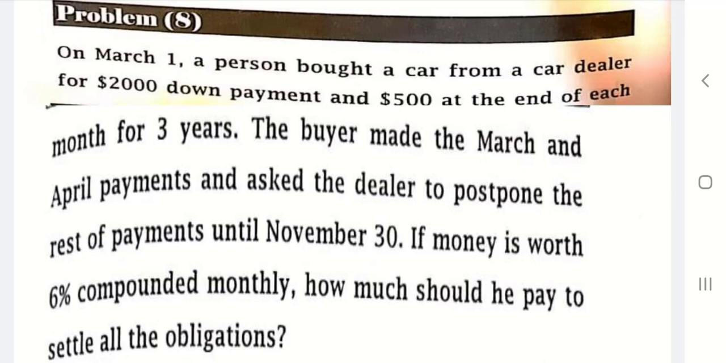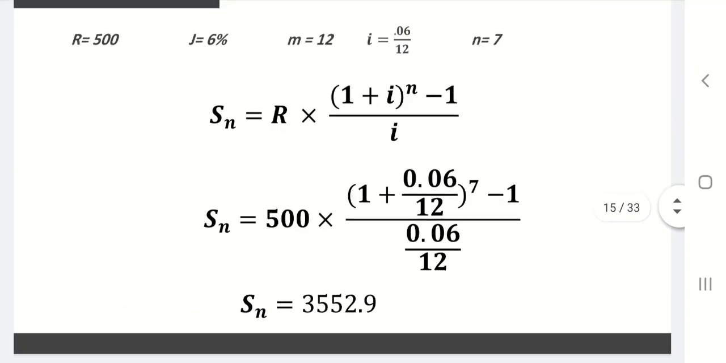And for J equals 6% compounded monthly, so J equals 6%, M equal 12, and I equal 6% over 12. By substituting for R equal 500, J equals 6%, I equals 6% over 12, and N equals 7, S sub N will be equal 3552.